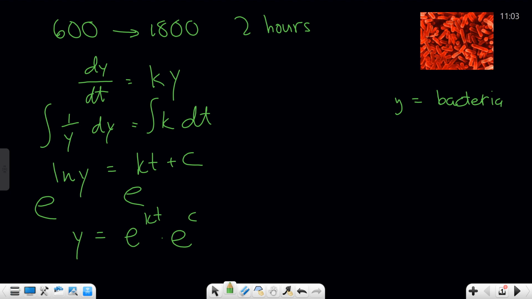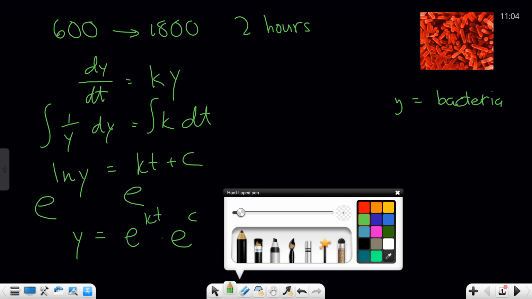I know two things. I know that when t equals 0, y equals 600, and I know when t equals 2, y equals 1800. How many variables in this equation? There's actually 4: y, k, t, and e to the c. Even though it's a constant, we can still find the constant. So I've got to do a couple steps here to eliminate things. I'm going to use this chunk of information first.